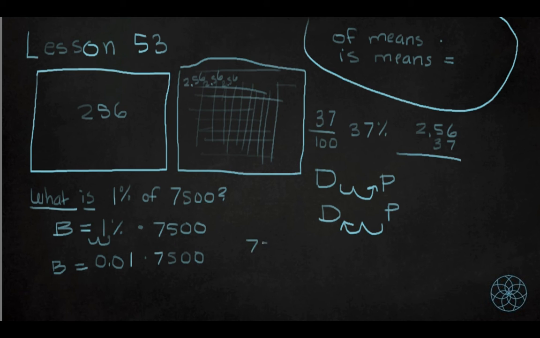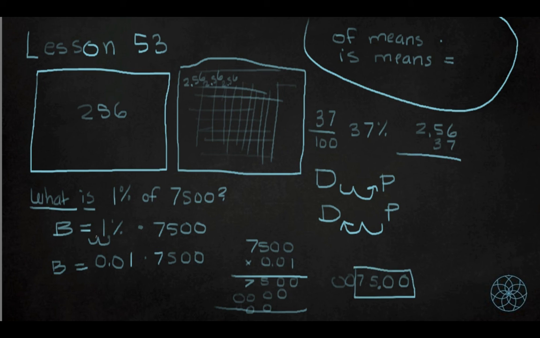Let's set up our equation: 7,500 times 0.01. A lot of zeros. Make sure you have your columns lined up nicely. This is all just going to be a bunch of zeros, so we end up with 0, 0, 5, 7, 0, 0. There are 2 decimal places there, so we end up with our answer, 75. So what is 1% of 7,500? The answer would be 75.